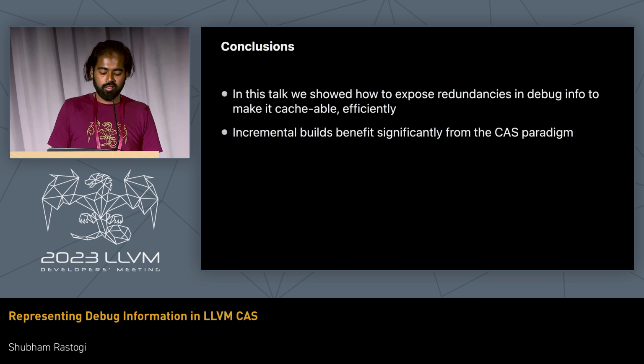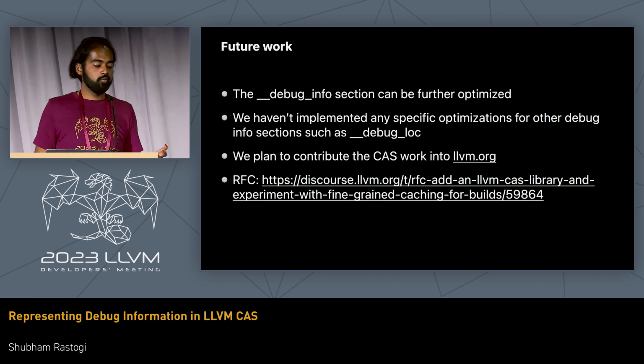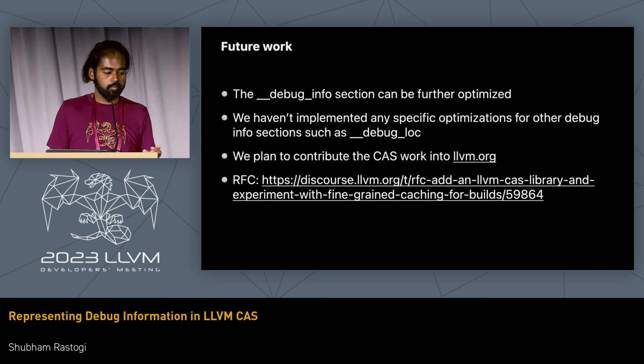So in conclusion, in this talk, we have showed how we can expose redundancies in debug information to make it more cacheable. And we've also shown that incremental builds benefit significantly from the CAS paradigm because the rate of growth goes down quite a lot. For future work, as I mentioned before, the debug info section definitely needs more work, and it can be further optimized. I'm confident we can get it down to something to hopefully look like the other sections.